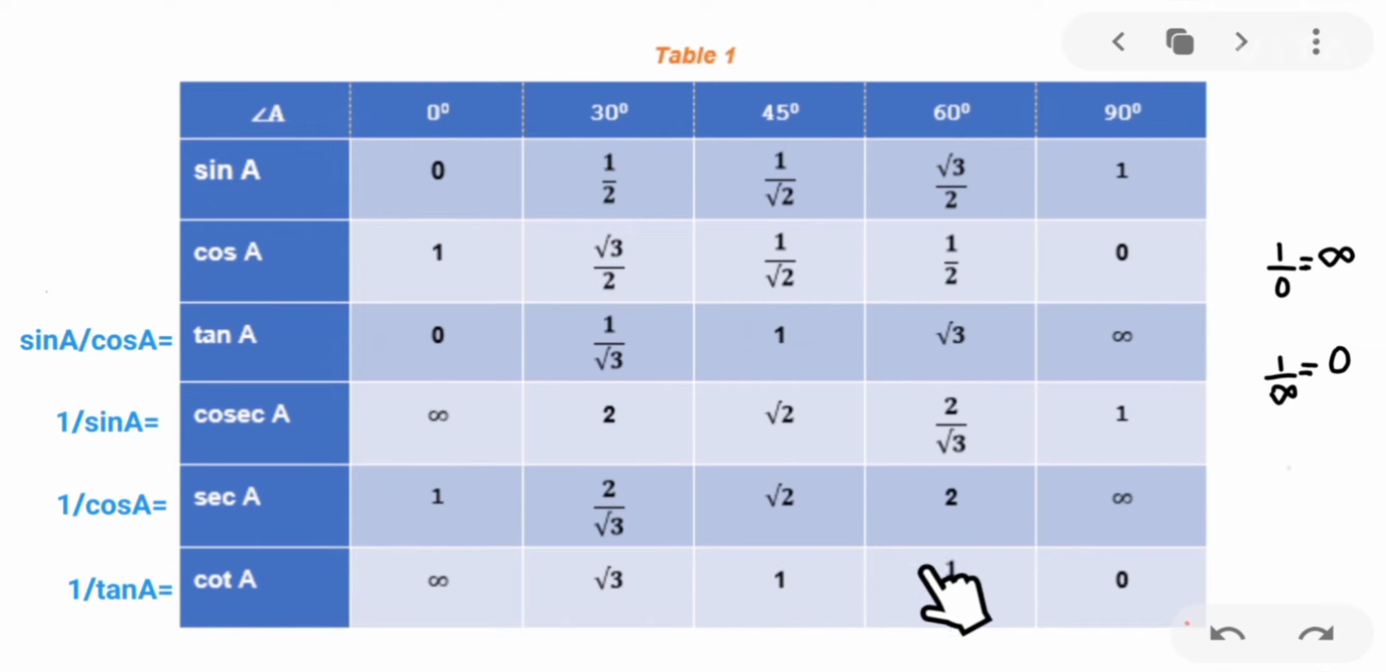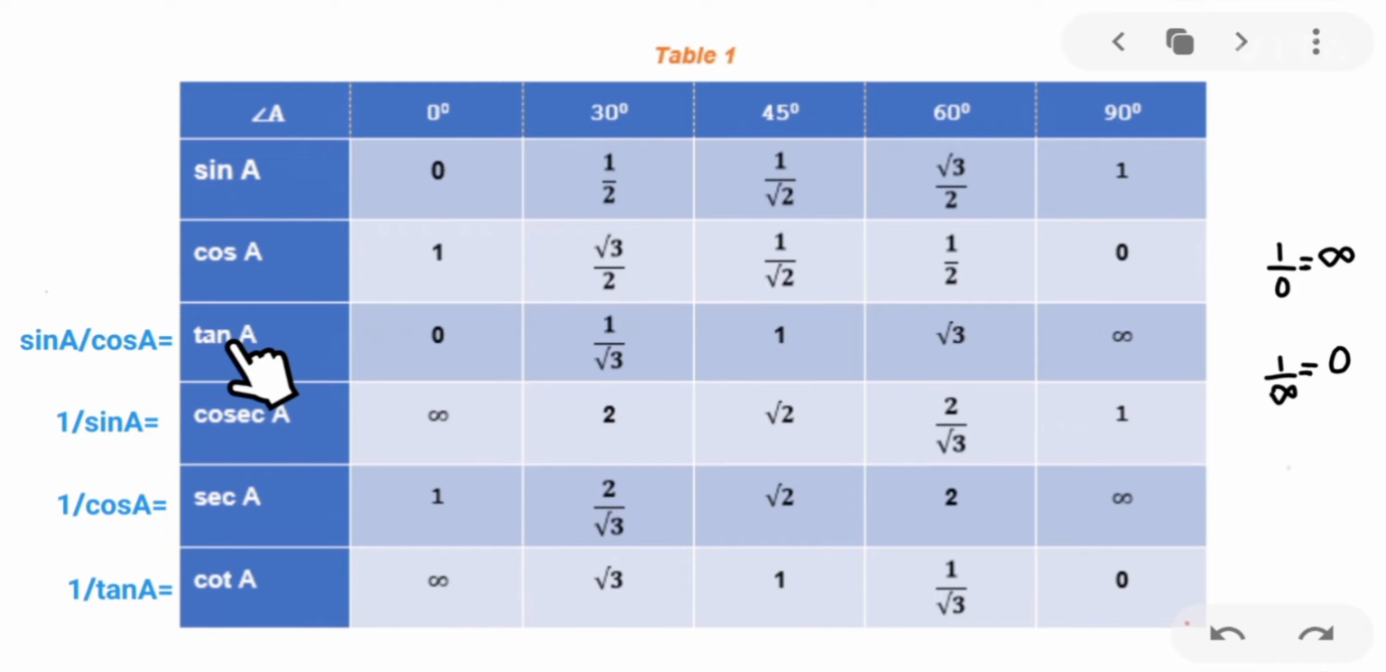And cot 60 value is reciprocal of tan 60. Tan 60 is root 3. Reciprocal of root 3 is 1 by root 3. And tan 90 is infinity. So cot 90 is 1 by infinity. Reciprocal of infinity is 0. So just by knowing one sine value, we can obtain all other values very easily.